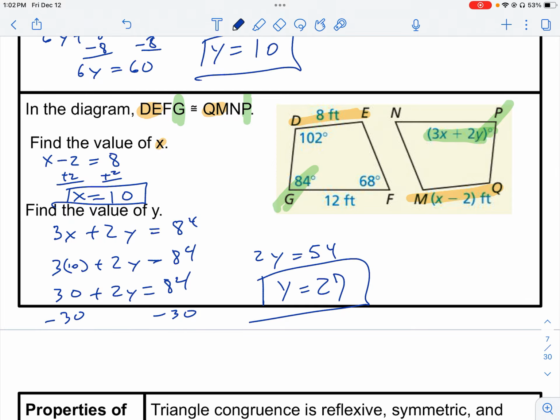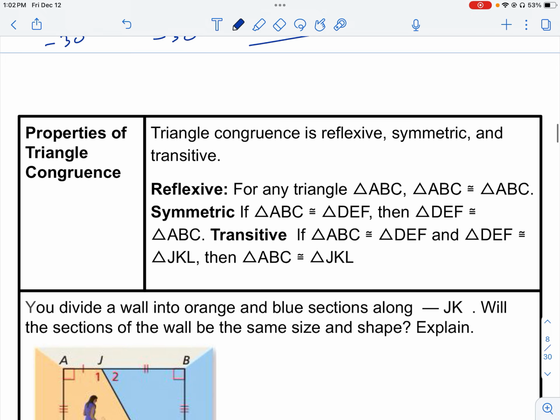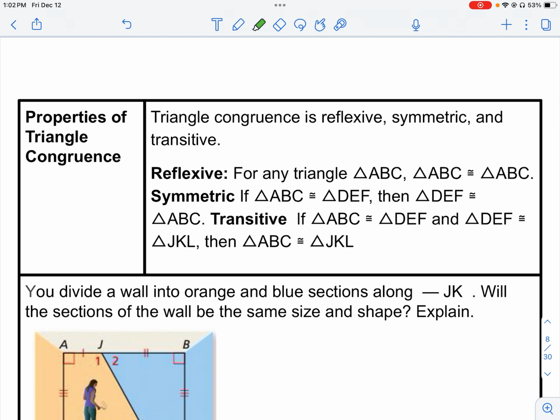So now let's move on and add a new little wrinkle in. Well, we know all about these properties because they're the same properties we've done before. So we're just going to apply them to triangles. The reflexive property: for any triangle ABC, triangle ABC is congruent to triangle ABC.